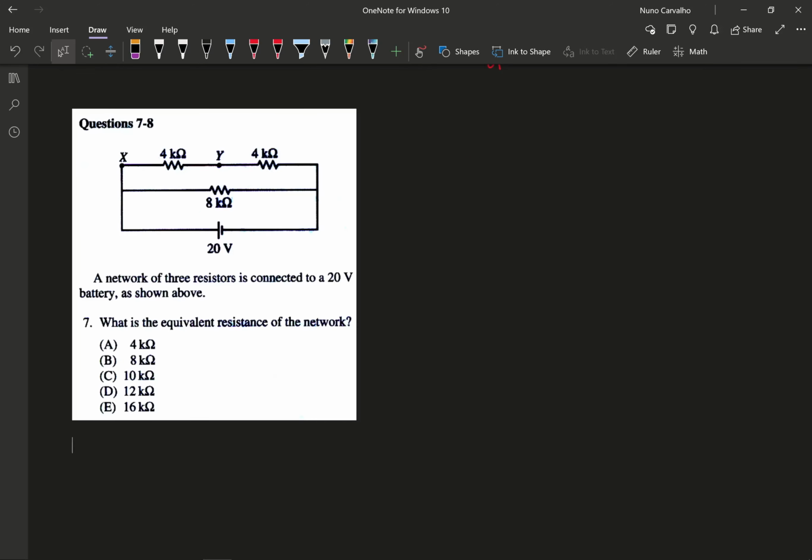Number 7, we're given a network of 3 resistors that are connected to a 20-volt battery, as shown, and we're asked about the equivalent resistance of the network. Okay, this is a very simple problem. It's one of the problems that people got the most right on the exam. First, you just need to add these two, which are in series, which means that the equivalent resistance is just adding both of them like so. And so that means that that one is going to be just 8K ohms like that.